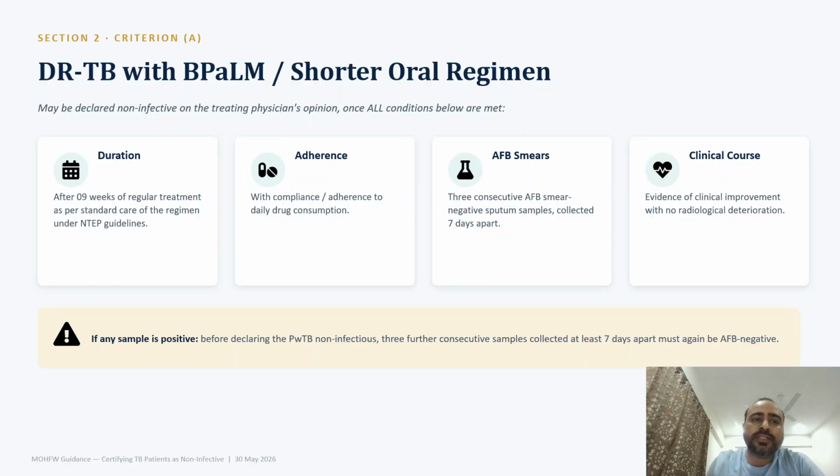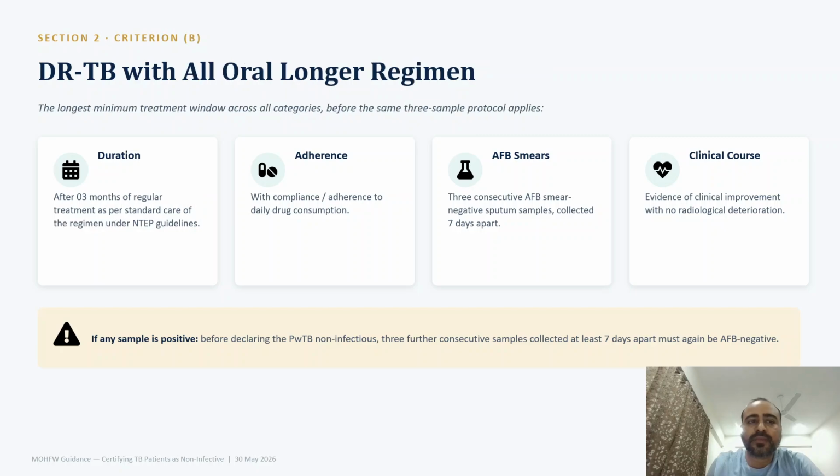First coming to DRTB with BPaLM regimen or patients who are on shorter oral regimen. Here the duration of treatment should be 9 weeks. The patient should be adherent during the duration of the treatment. And here there should be 3 consecutive AFB smear negative sputum samples collected 7 days apart. And there should be evidence of clinical improvement with no radiological deterioration.